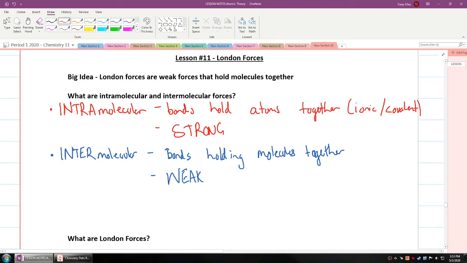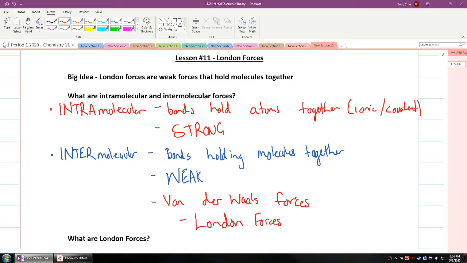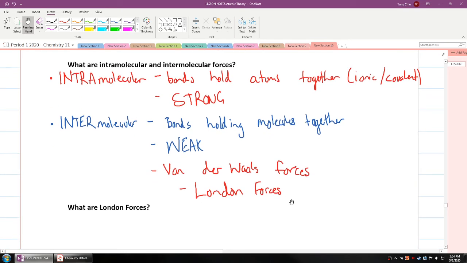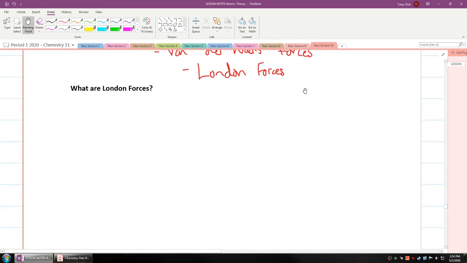Now, a type of intermolecular forces is called the van der Waals forces. And to be even more specific, we will have what we call London forces. So that means when we discuss van der Waals forces, these are forces that are holding molecules together. And they are weak. And a type of van der Waals forces is London forces. Now what are London forces?